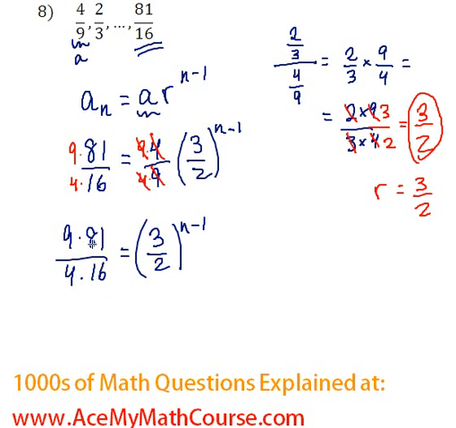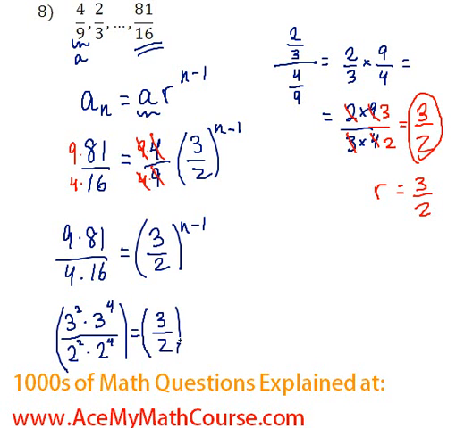Instead, I'm just going to be manipulating these numbers and writing them as powers of 3 and 2. So, for example, 9 is just 3 squared. 81 is 3 to the 4. Down below, I want powers of 2. And I'm doing this just so I can compare these two sides and solve for n a little bit quicker. So 4 is just 2 squared. 16 is 2 to the power of 4. Right? And that's equal to 3 over 2 to the power of n minus 1.